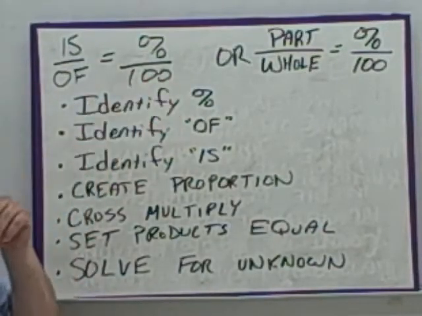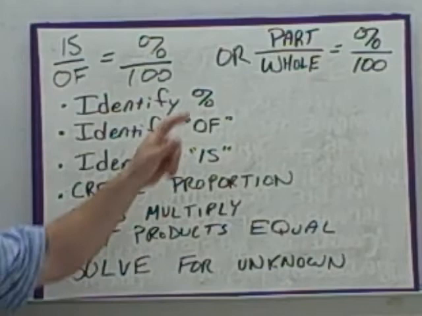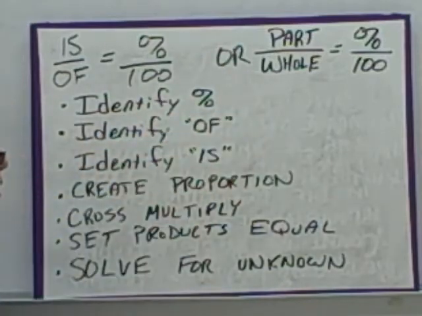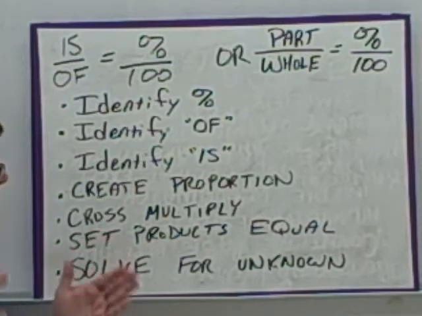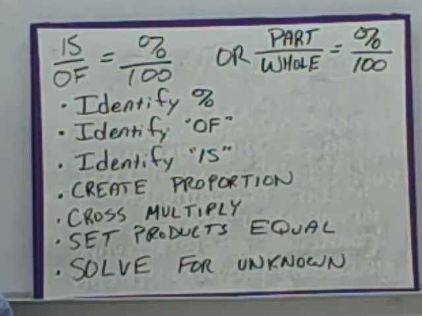There are the two proportions again. Is over of equals percent over 100. Part over whole equals percent over 100. Let's focus in on the is over of first. When you've got a word problem, you need to identify the percent first. Okay, so the percent's easy to identify. It's always going to be the one with the percent sign after it, or the word percent after it. Then you need to identify the of.